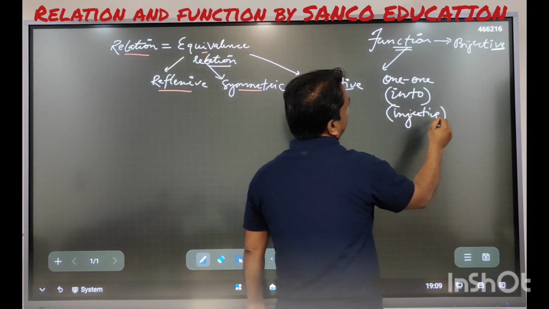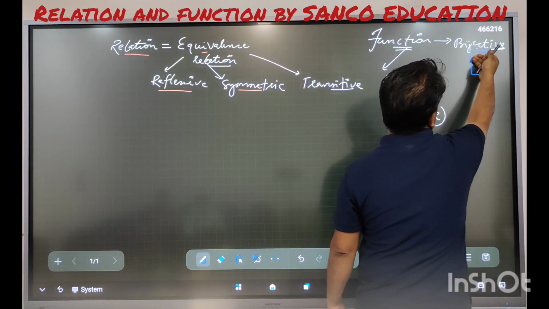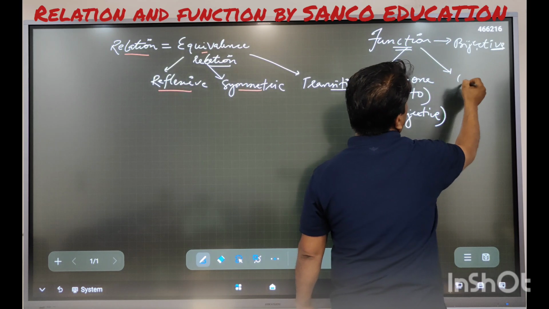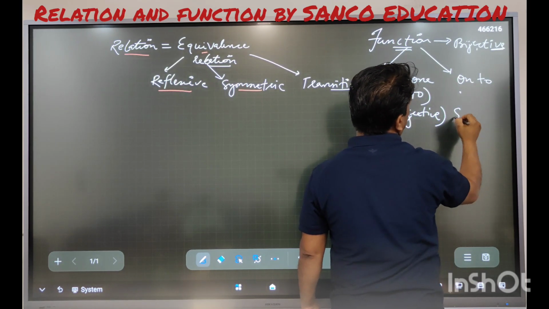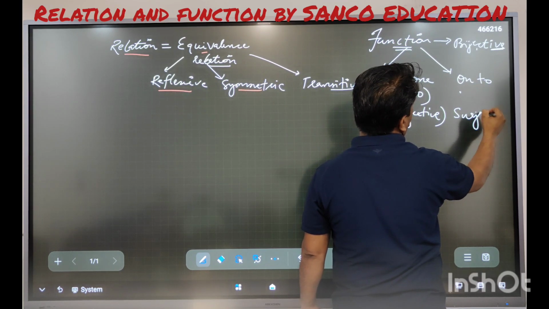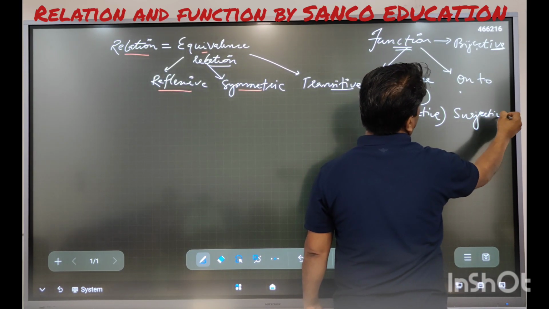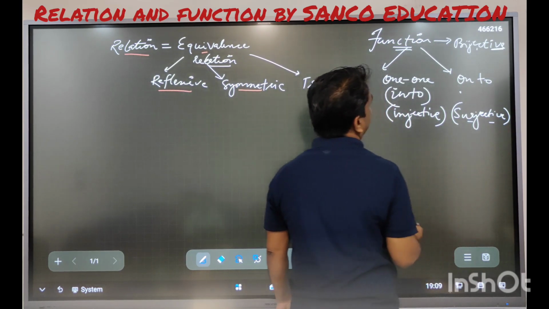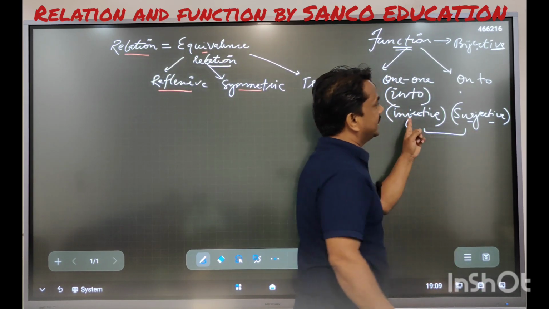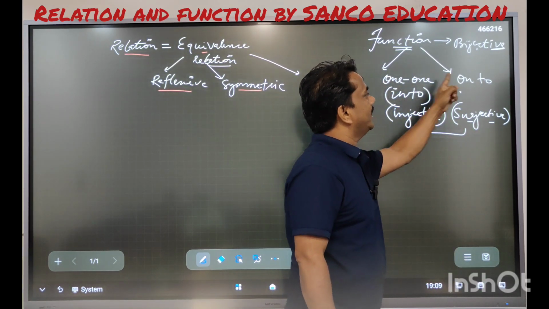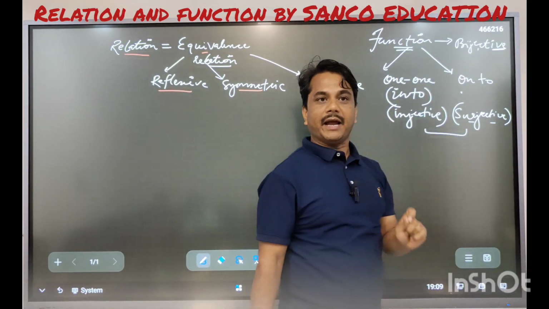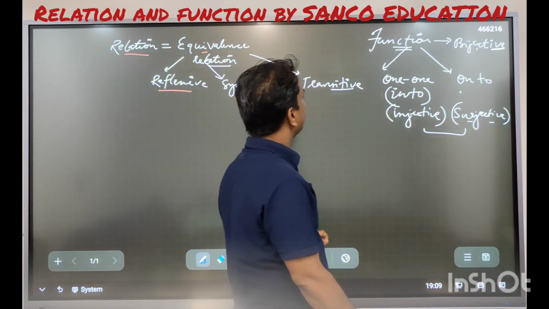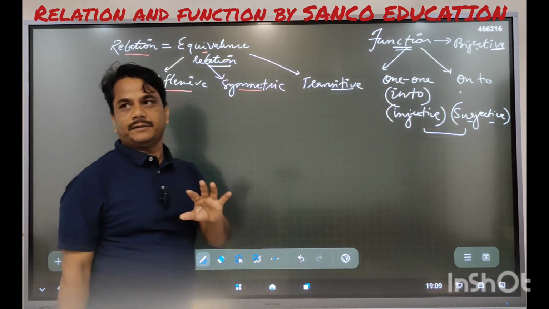And the second type of function is onto, also called surjective. A function which is both injective and surjective, into and onto, that is one-one and onto, is said to be bijective. These are the two contents of the syllabus.